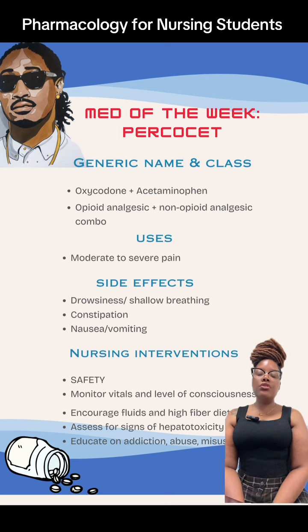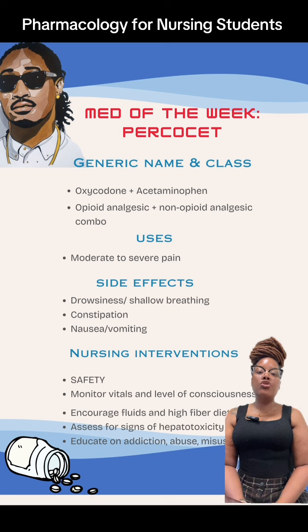The next one is we want to encourage fluids and a high fiber diet because this medication can cause constipation. So instead of giving them a stool softener, we can tell them to increase their fluids and increase the fiber in their diet. And the next one is going to be assess for signs of hepatic toxicity.